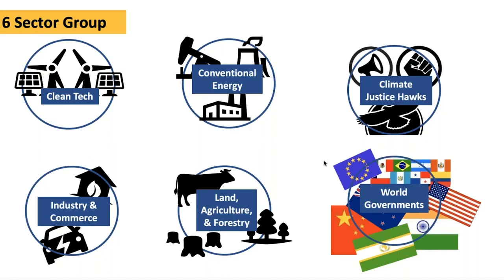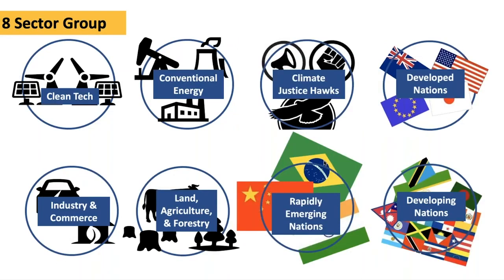Or if you prefer, or if you have a larger group, maybe you have more time to manage, you might use the 8 sector group. So this then, instead of having world governments as one group, you break the group into developed nations, developing nations, as well as the rapidly emerging nations. This way the groups can hold a set of interests more strongly. World governments, of course, is a very generalized grouping of a lot of different interests.